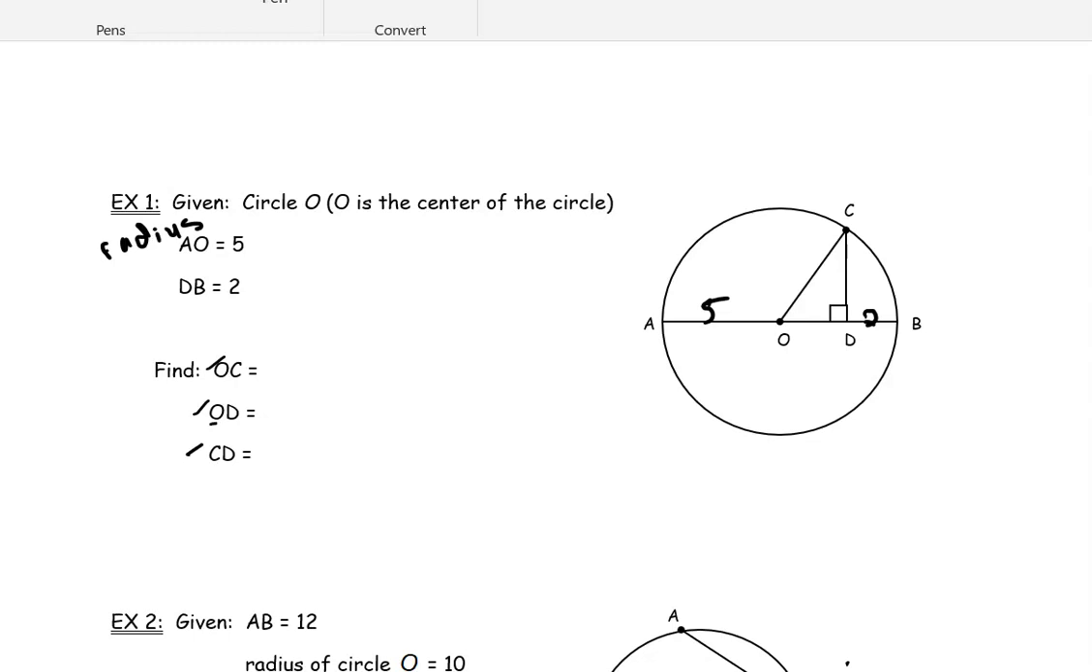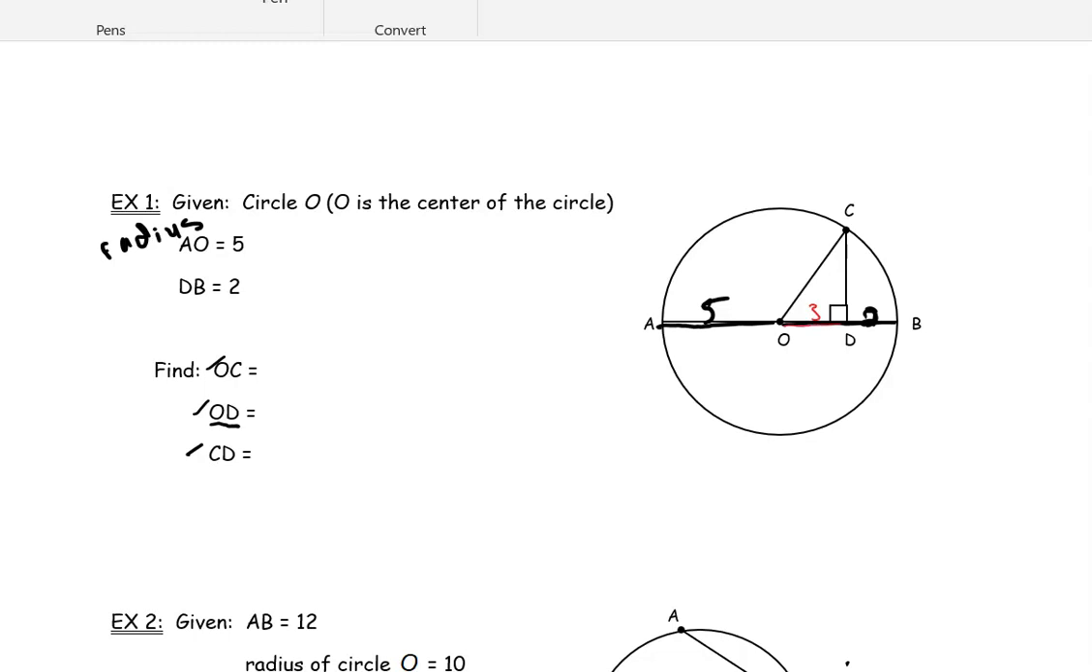OD is probably the easiest. I think it's the next one that you want to come up with. Well, maybe. There's a couple of easy ones. If I know that this is 5, then this whole segment here would have to be 5. So if we have 2 of it comprised from D to B, then OD here would have to be 3.